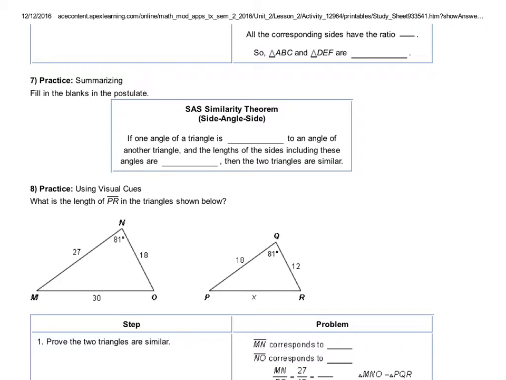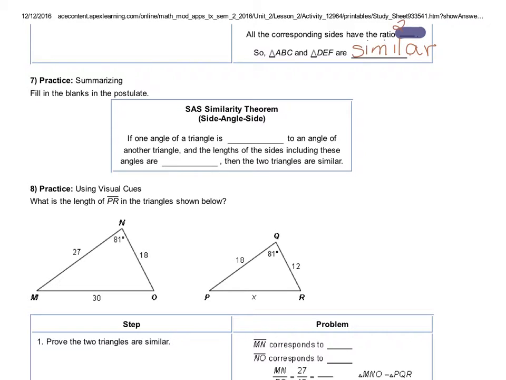So in summary, up at the top right here, what you see, all the corresponding sides have the ratio 2. And because they have the ratio 2, triangle ABC and triangle DEF are similar.